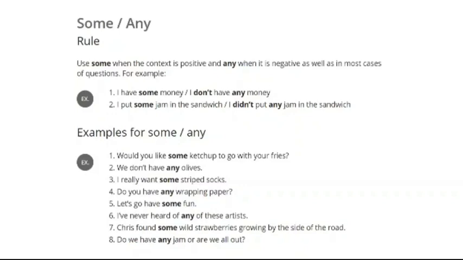I don't have any money. I put some jam in the sandwich. I didn't put any jam in the sandwich. I would like to have some ketchup to go with our fries. We don't have any olives. I really don't want any stocks. Do you have any wrapping paper? Let's go have some fun. I wouldn't have heard of any of these artists. Chris found some wild strawberries growing by the side of the road. Do we have any jam or are we all out? So these are the examples of some and any.